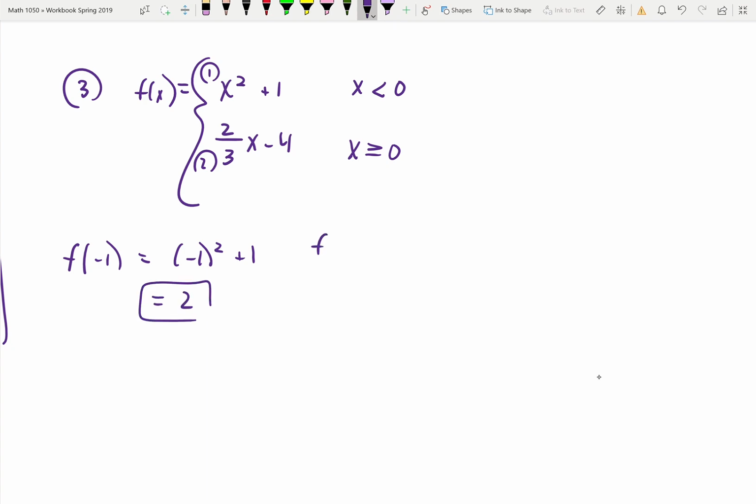They could also ask you something like, what is f of 3? Well, that's greater than 0, so it's equation 2. So it's 2/3 times 3 minus 4. If you just grab your calculator, guys, I know that scares some of you, just go 2 divided by 3, parenthesis 3, close it, minus 4, hit enter, put the whole thing in the calculator, and you get negative 2.